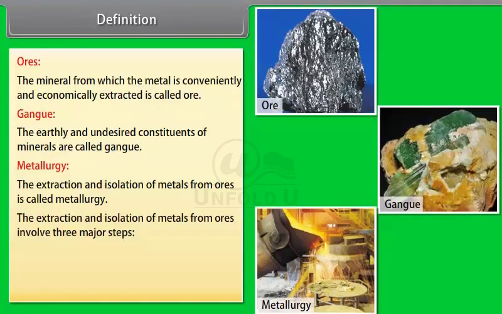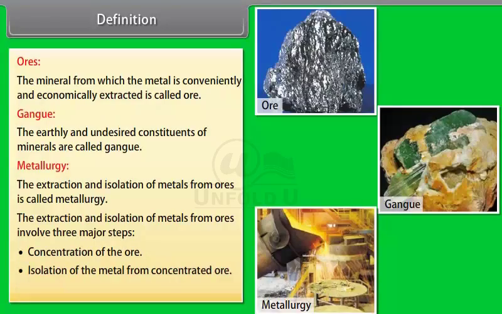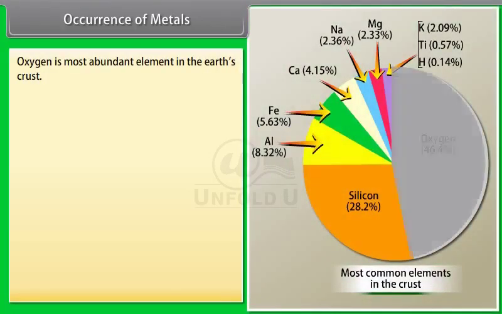The extraction and isolation of metals from ores involves three major steps: concentration of the ore, isolation of the metal from concentrated ore, and purification of the metal. Occurrence of metals. Oxygen is most abundant element in the Earth's crust.